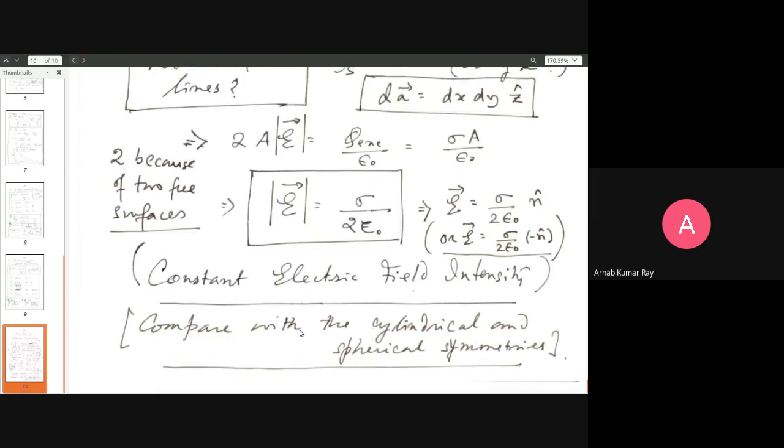I've written something over here: compare with the cylindrical and spherical symmetries. So this is the constant electric field intensity that you have. Why am I asking you to compare with the cylindrical and spherical symmetries? Let us just go back to that discussion a little.